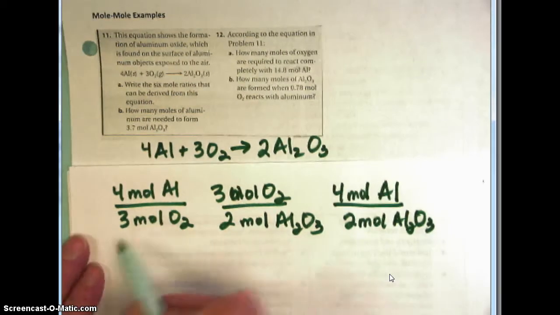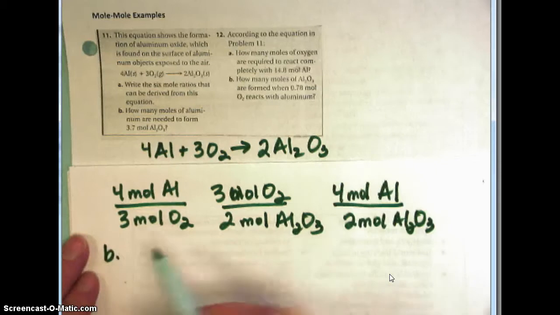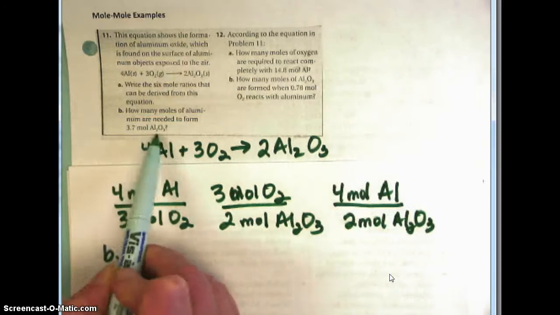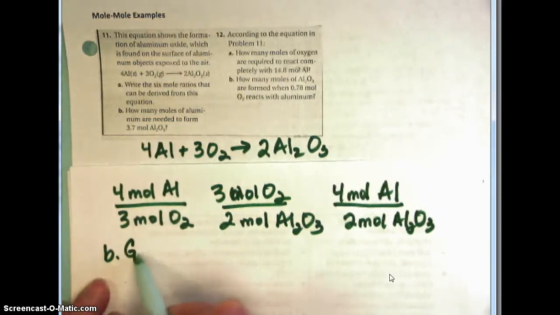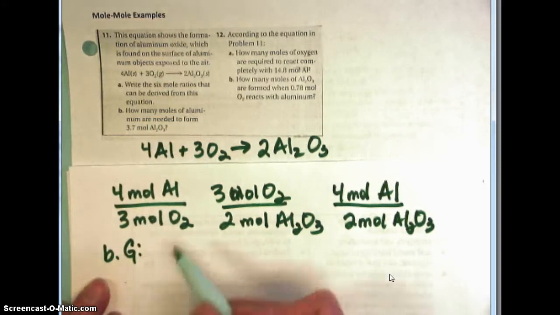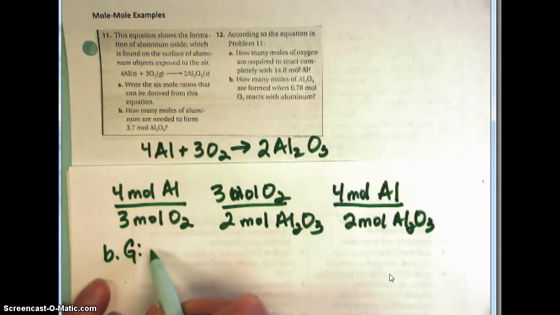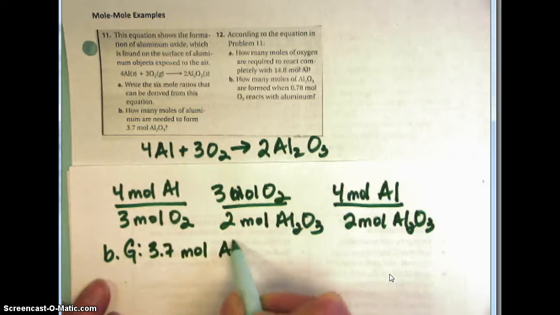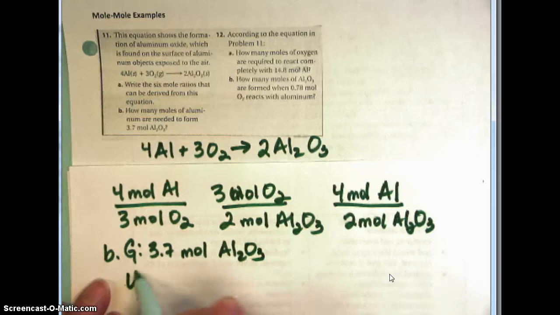Okay, the second part of the problem says how many moles of aluminum are needed to form 3.7 moles of aluminum oxide. So I'm going to write the given and unknown. So the given is 3.7 moles of aluminum oxide. And we're looking for how many moles of aluminum.